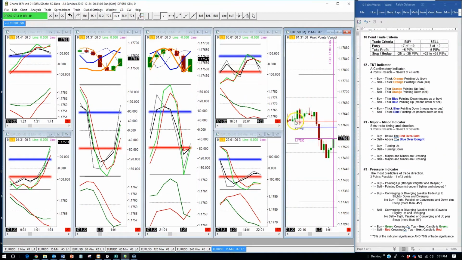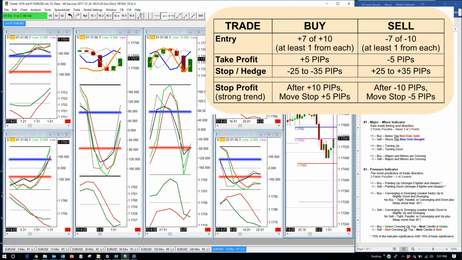Now we're wanting to have the market move up, so the stop or hedge is a protection if the market goes down. So I'm going to set it at what? Well, we can see over here, I'm just going to place this line, we can see over here for buying, we want to set our take profit at 5 pips. We want to set our hedge at minus 25 to minus 35. Well, that's kind of a range.